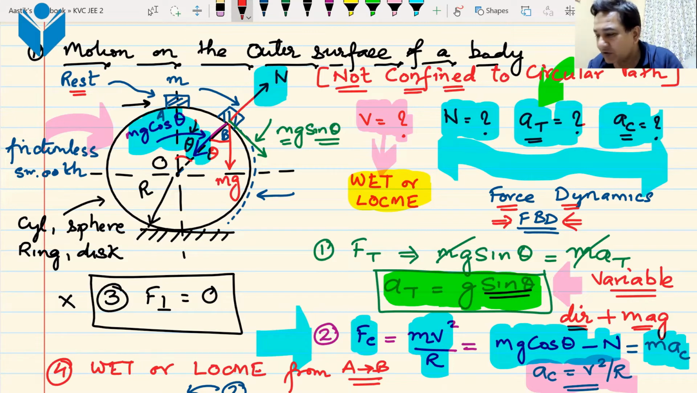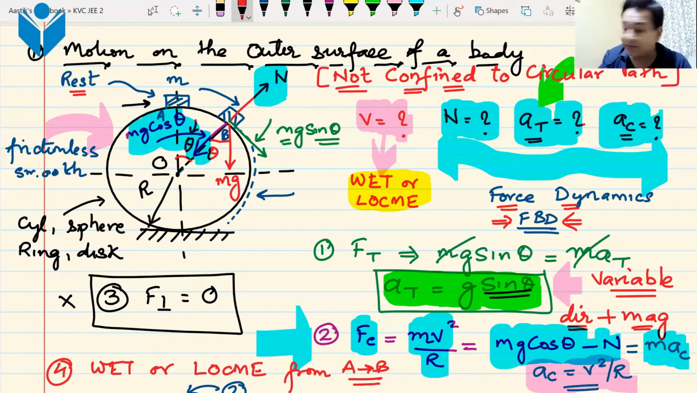Am I clear? You understand the difference between confined to a circular path and not confined to a circular path? Can I have some raise hand that you understand this? Yes, sir. Boys on the right, girls on the left. Okay, got it. So right now, the motion that we are discussing is motion not confined to a circular path. That was what I wanted to insist on.